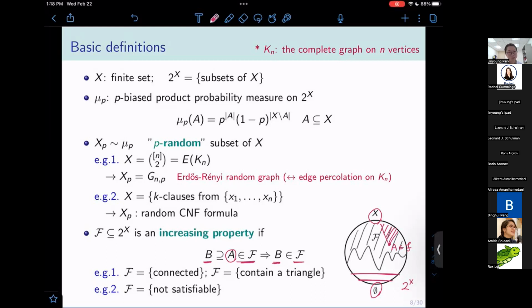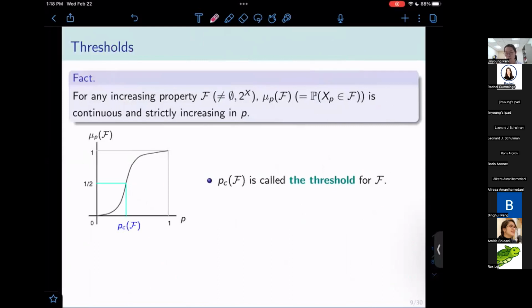Okay, then let me move on. Then let me introduce thresholds. A well-known fact is that for any increasing property F, so as long as this is not the empty property or the entire property, μ_p(F), which is by definition the probability that our random variable X_p satisfies the given increasing property F, is continuous and strictly increasing in p.